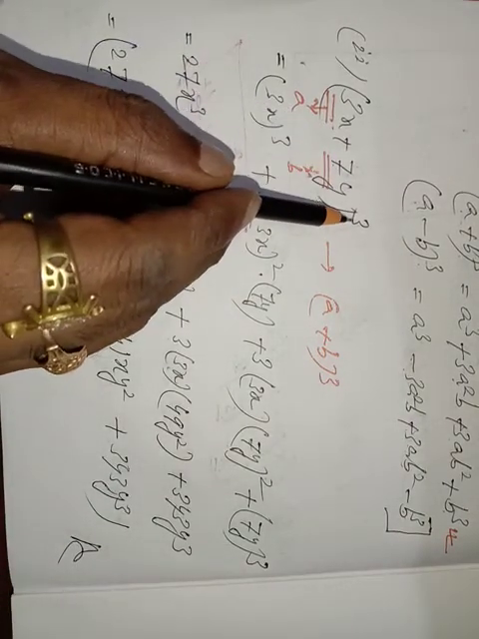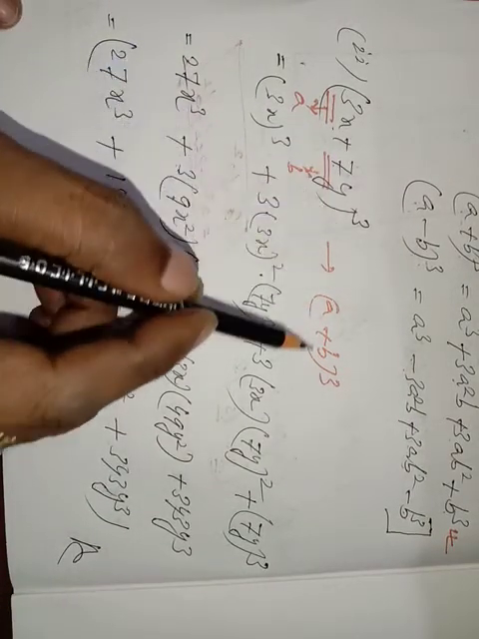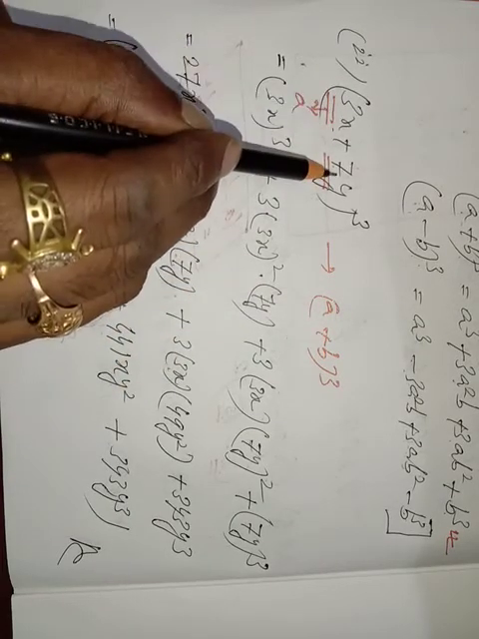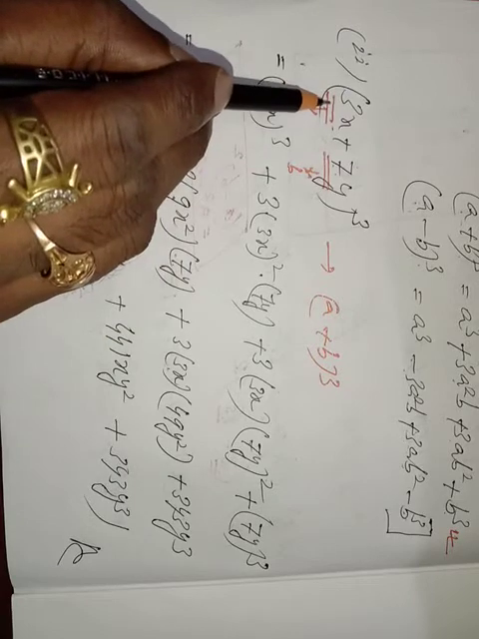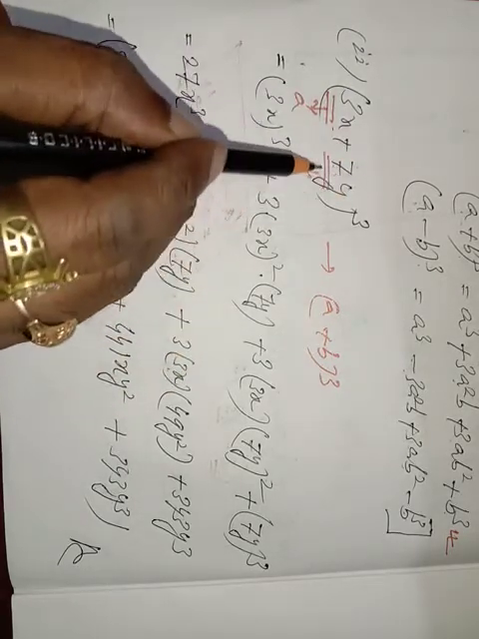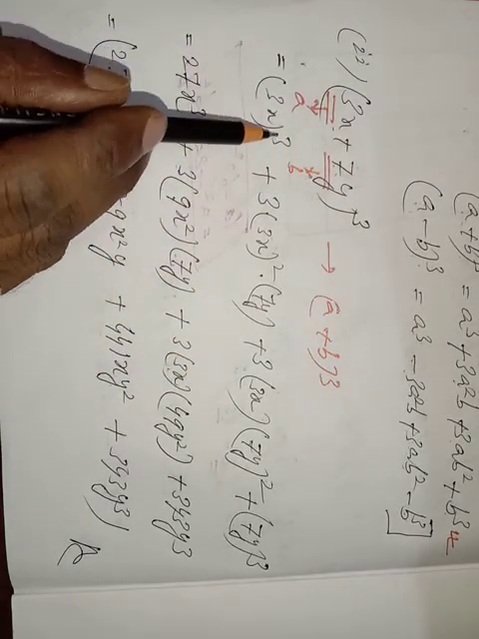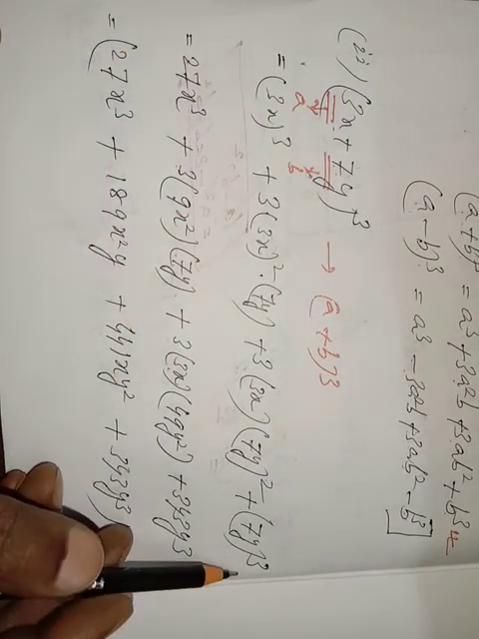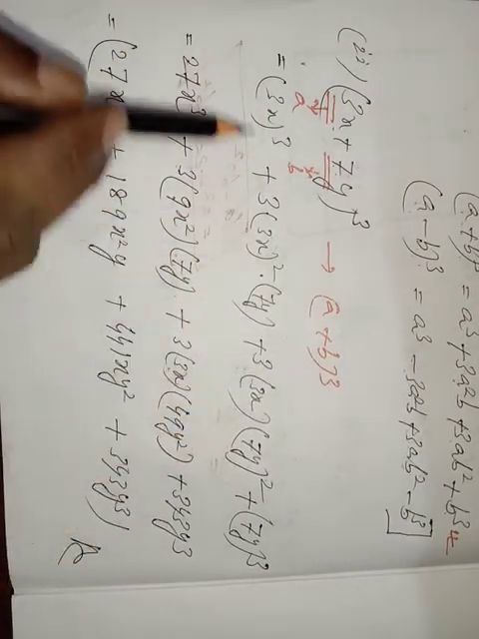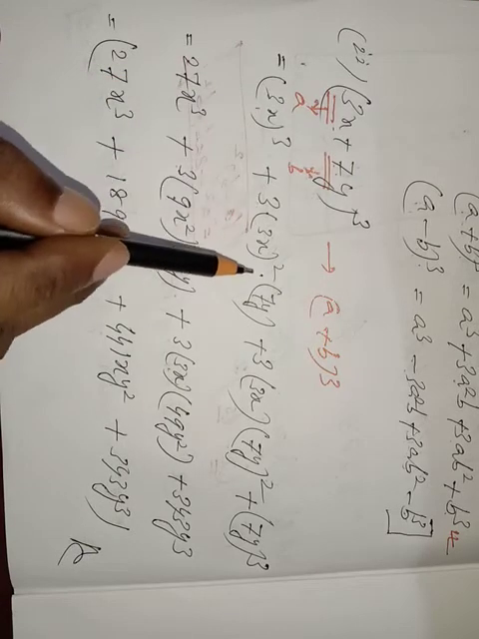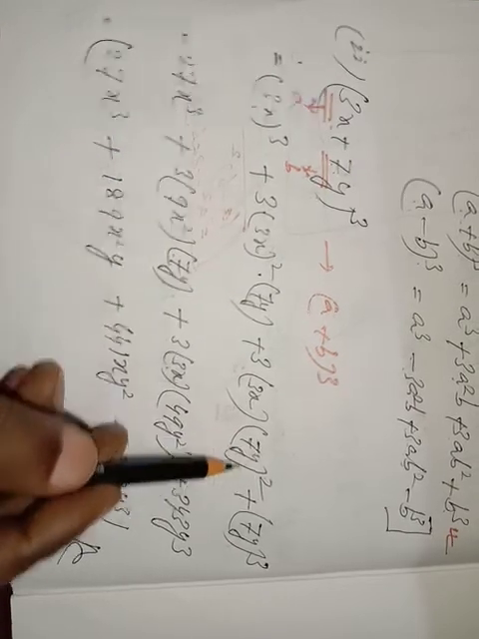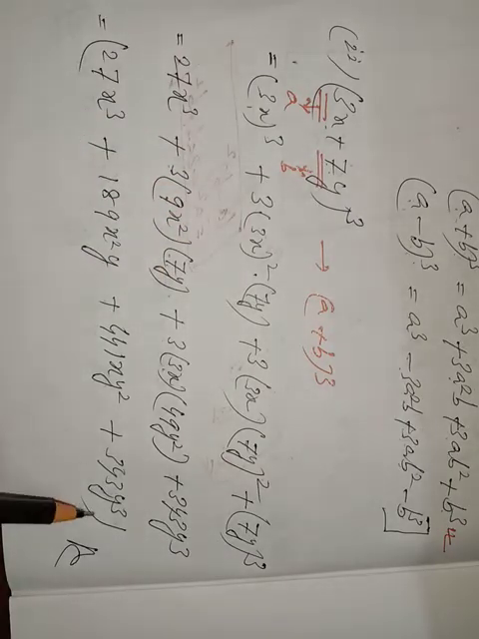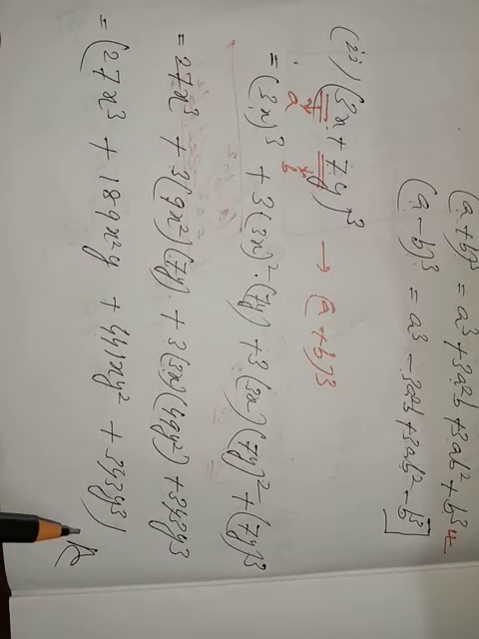Slightly difficult, but if you memorize the formula, it will be easier. How? You have to apply (a plus b) whole cube. a means your first part 3x, b means your second part, that is 7y. a cube means (3x) whole cube, and b cube means your (7y) whole cube. Using the formula (a plus b) whole cube, a cube plus 3a square b plus 3ab square plus b cube, just simplification is required. After that, the result comes. Okay, next I am going to do the next part of number 6.